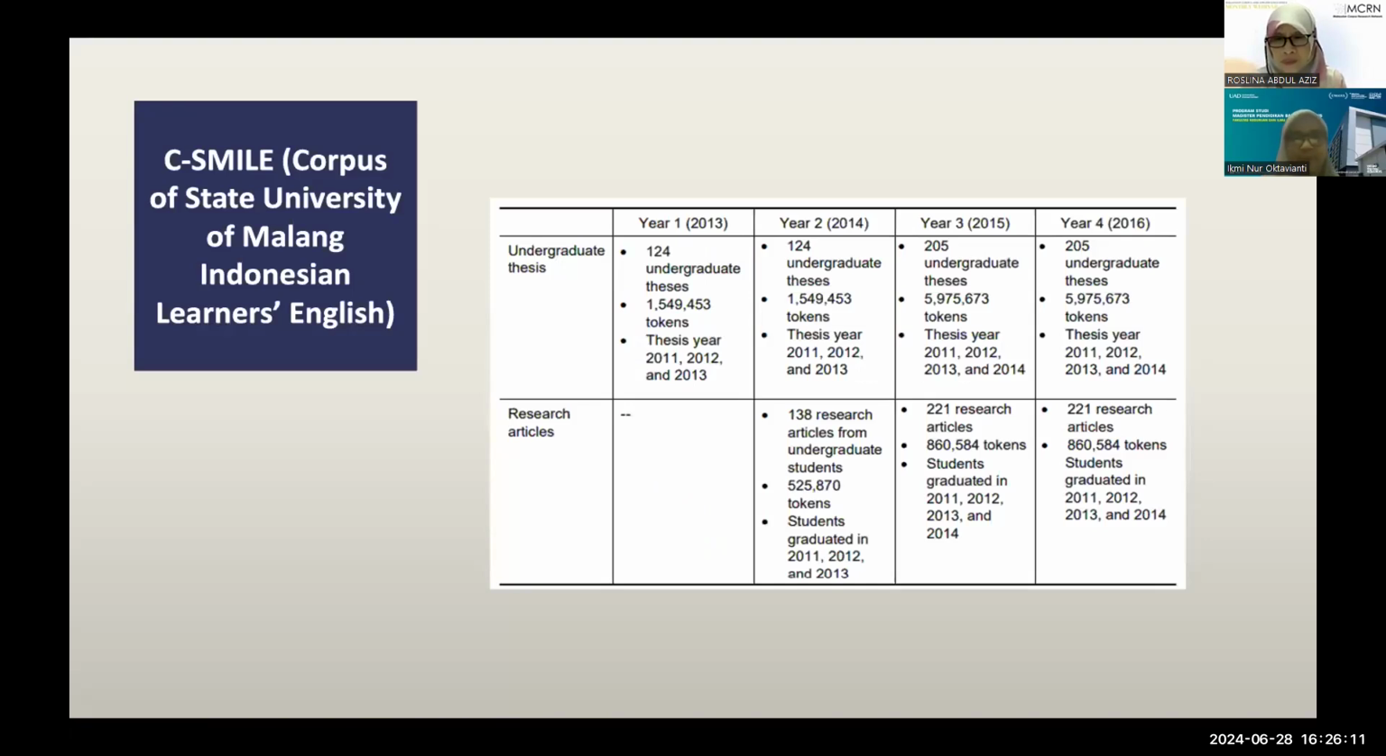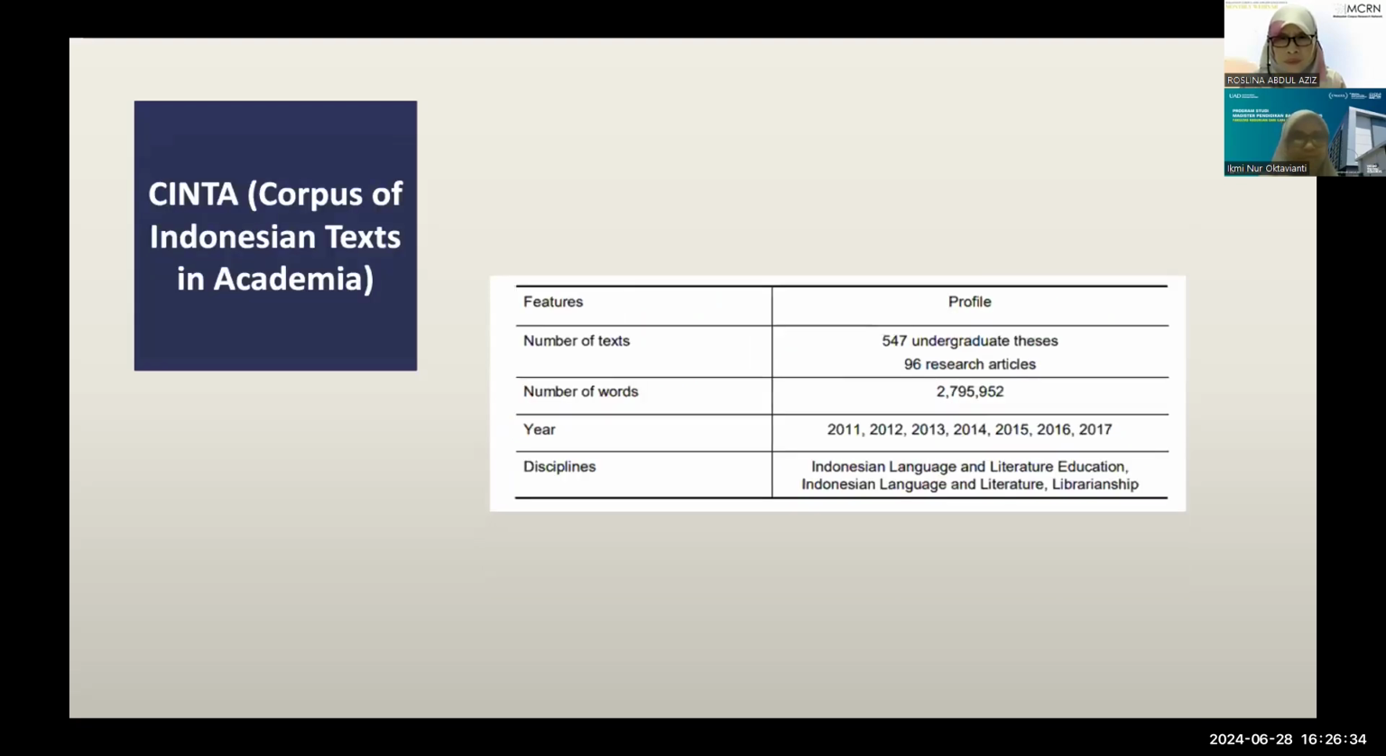And this one is one of the examples of the learner corpus that was compiled by Pastomi et al. in 2019, C-Smile. So it was the Corpus of State University of Malang Indonesian Learners English. And the details of the corpus we can find. And this is Cinta, or Corpus of Indonesian Text in Academia. This one is for the Indonesian language.